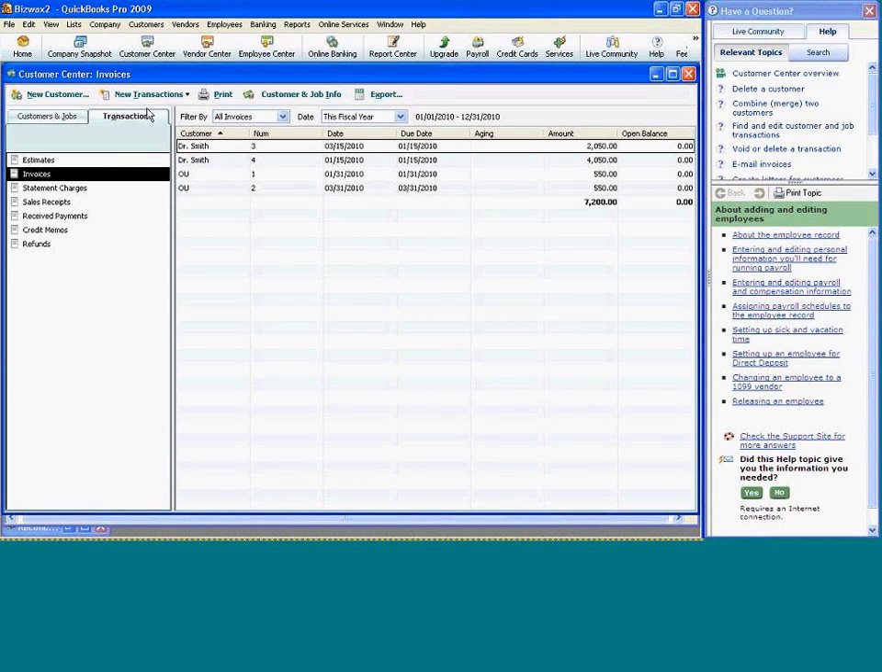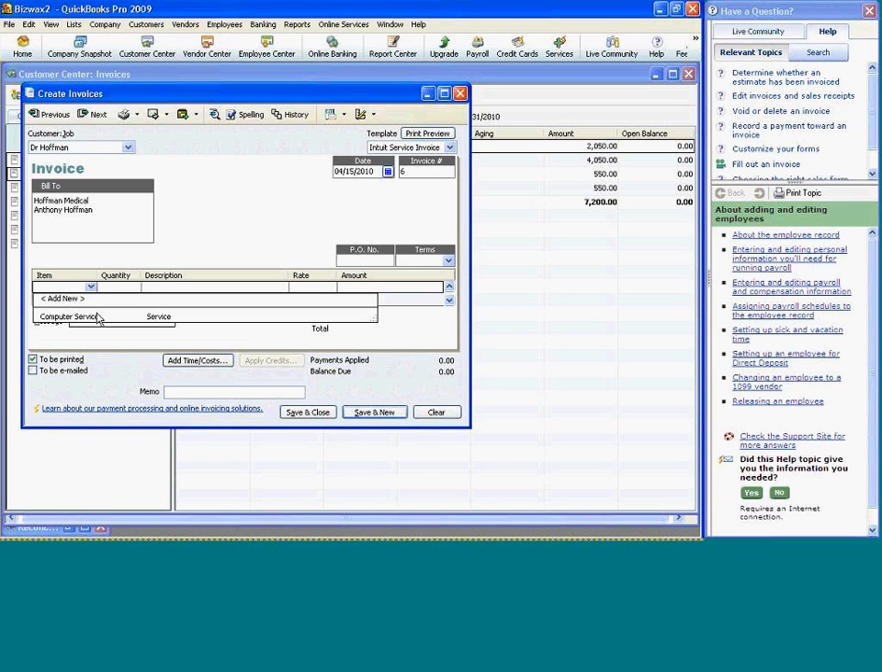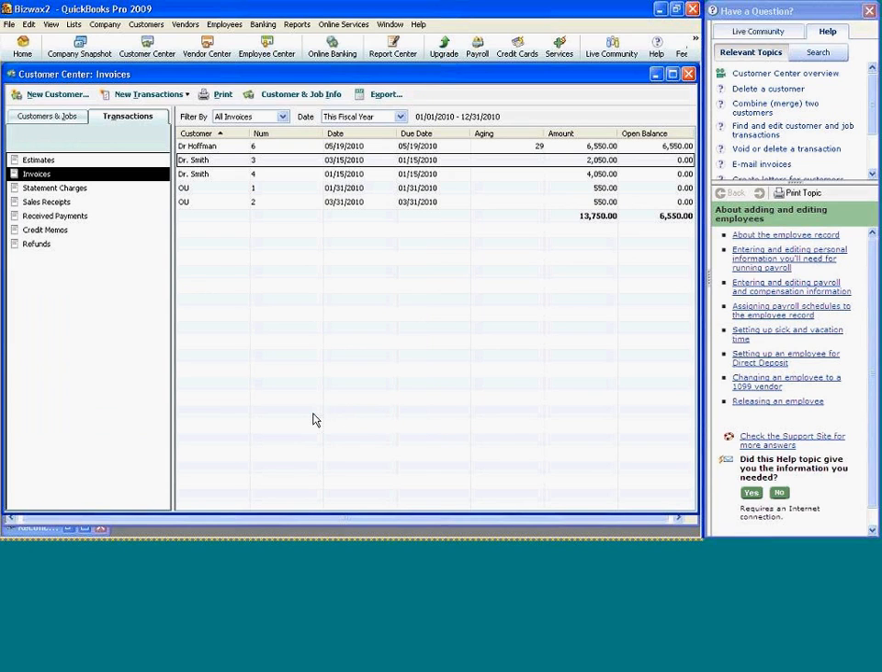So now, I'll say that for Dr. Hoffman, if I say computer services, later in the year, we'll say that in May he became a new customer. So in May we actually had a $6,500.50 item. So now we'll go back to Report Center.